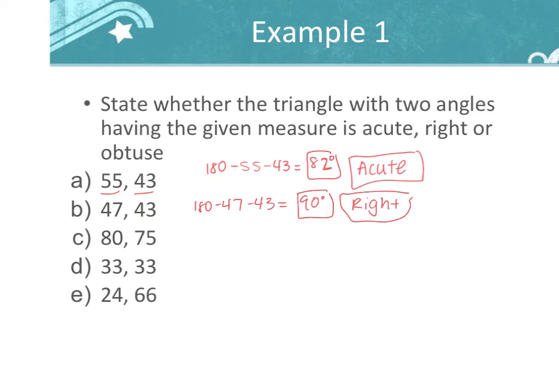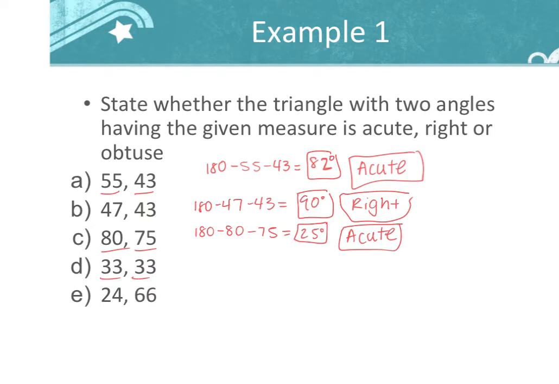If we've got two, which are 80 and 75, let's do 180 minus 80 minus 75. So our last angle is going to be 25 degrees. All three of those angles are less than 90 degrees, therefore it's acute.